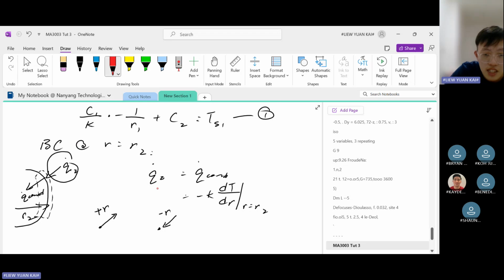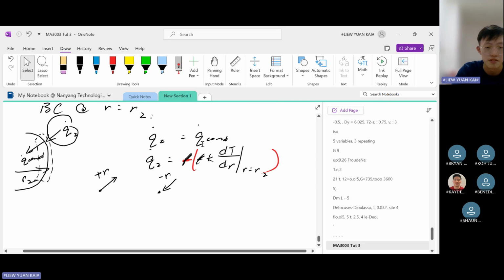That's why I must assign this as negative. Okay, it's very important to get clear the direction. Because it's pointing radially inwards, this is following the negative R direction, so I must assign the Q conduction as negative. Negative Q. Okay, so this minus can cancel with this minus.